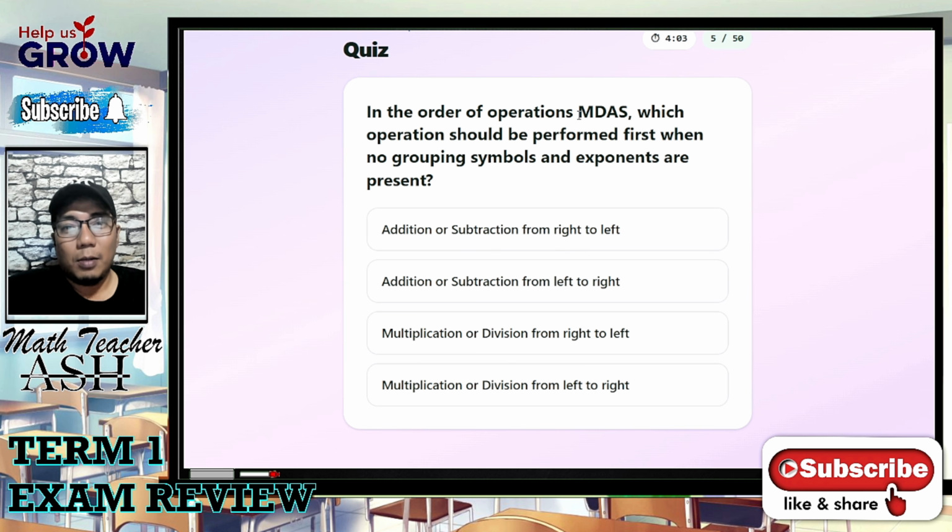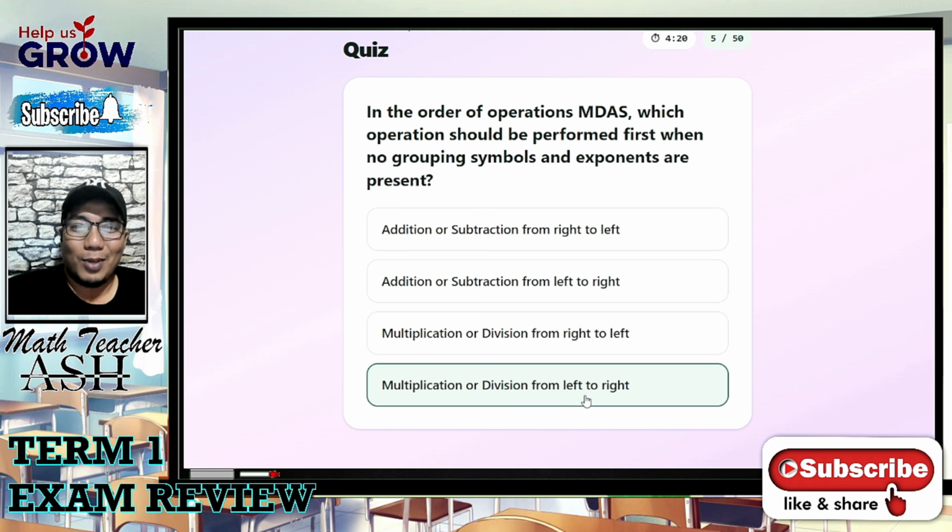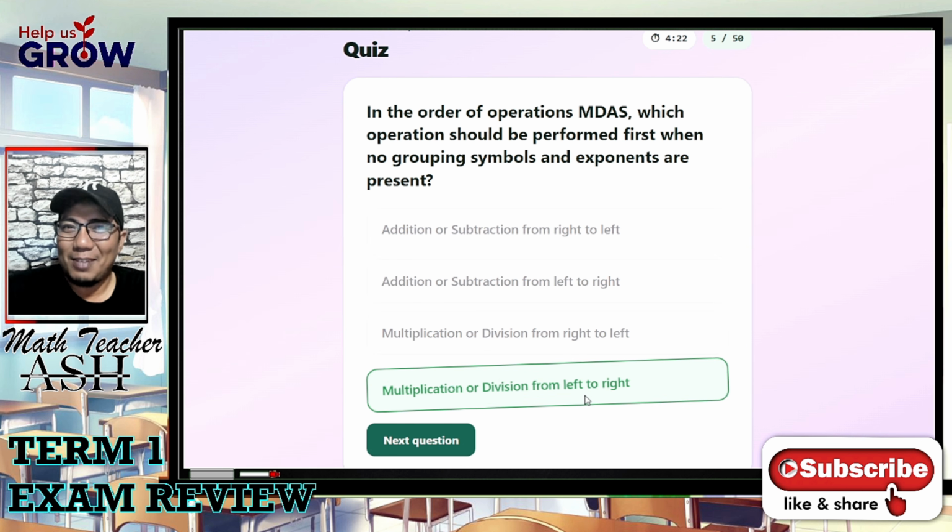M stands for multiplication, division, addition, and subtraction. So we start from left to right. So we have here multiplication and division, left to right. Alright, so that would be the correct answer. So multiplication or division from left to right. Let's check whether we are correct. Alright, easy, right, my dear math learners?